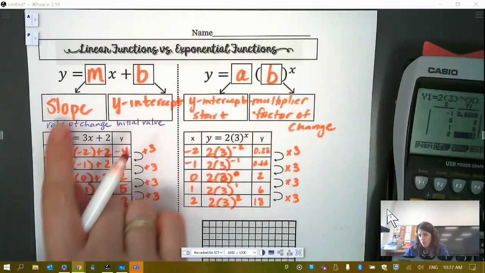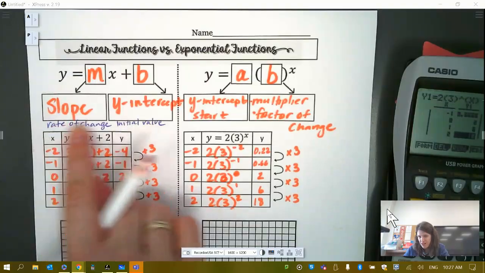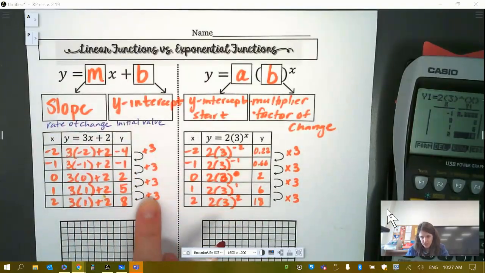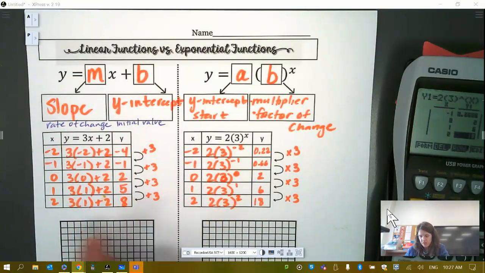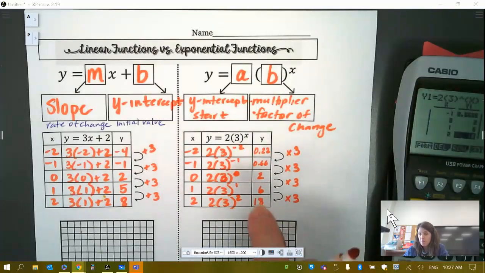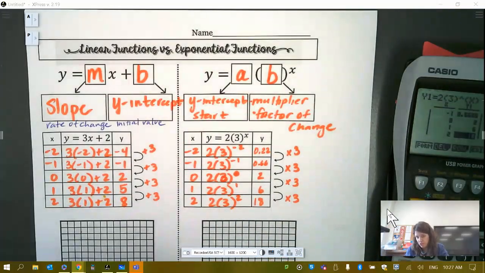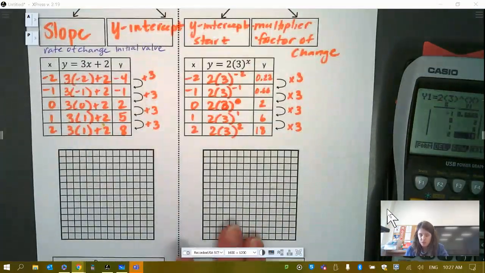And the slope, or the rate of change, is something that we add to each value each time. So we're increasing by the same number here, and here we're multiplying by the same number each time. And so again, we've looked at graphs of this.